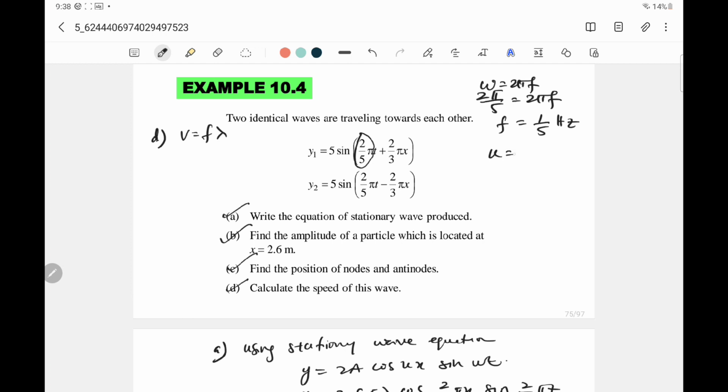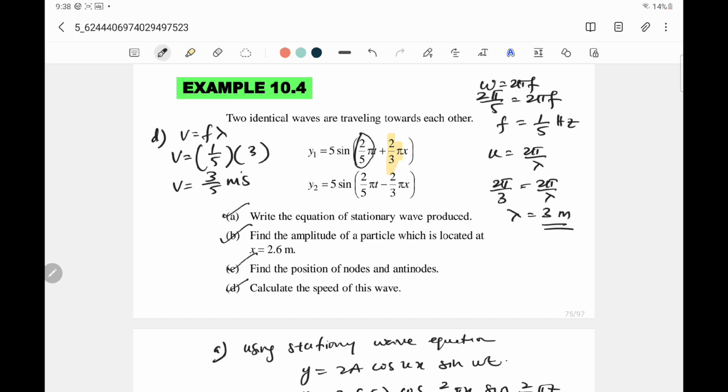And then the other one, you have to find lambda. We got from k equal to 2 pi over lambda. Our k here is 2 pi over 3, equal to 2 pi over lambda. So lambda is 3 meters. So your f is 1 over 5, lambda is 3, so we have 3 over 5 meter per second, or you can have 0.6 meter per second.